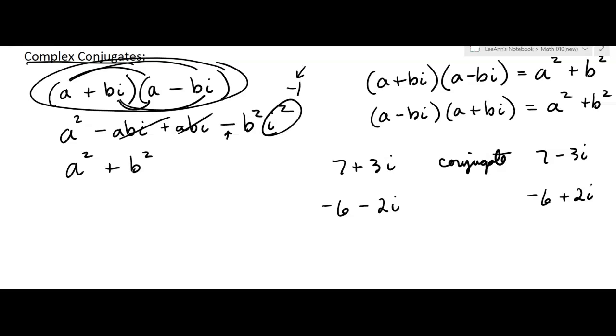Oh, what if you just had a pure imaginary number, like negative 5i? The conjugate is 5i. Because think of it as like 0 plus, 0 minus and 0 plus. Okay, but that doesn't come up a lot, but sometimes it does. Negative 5i, the conjugate would be positive 5i. All right. We're going to use this for division, which we'll do in the next video.